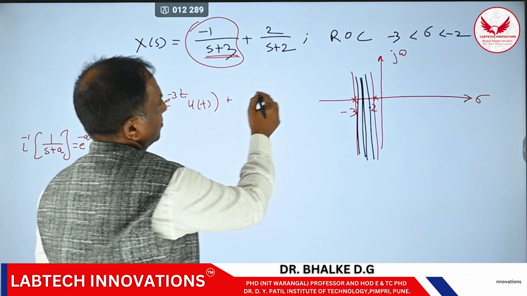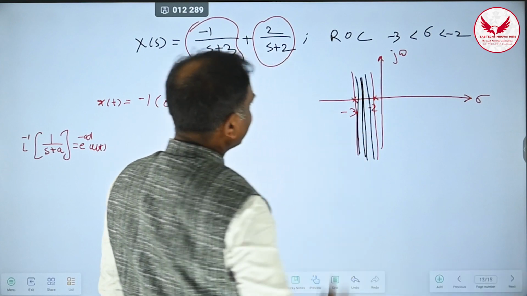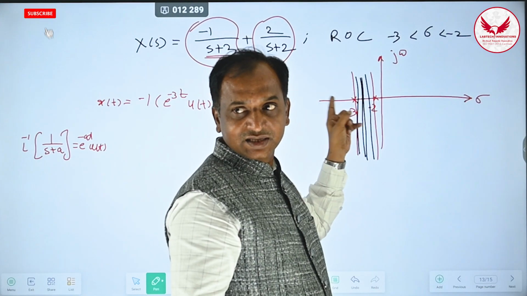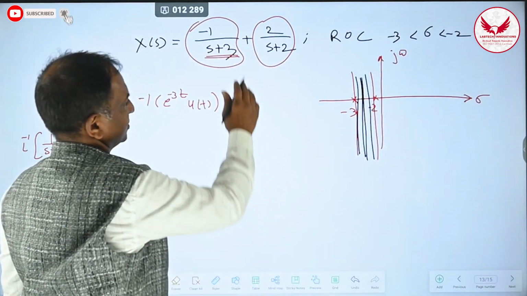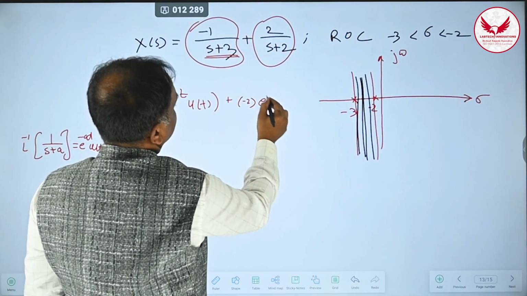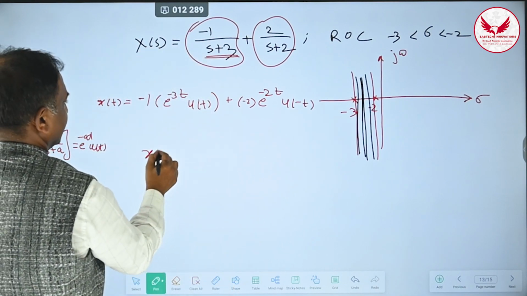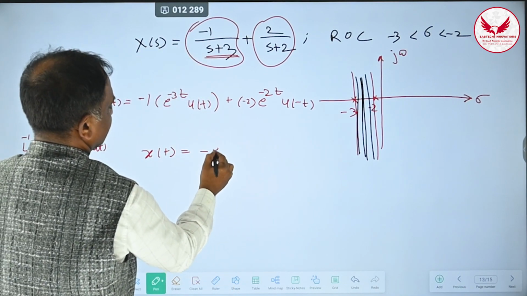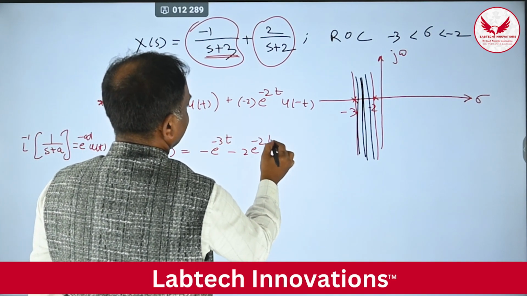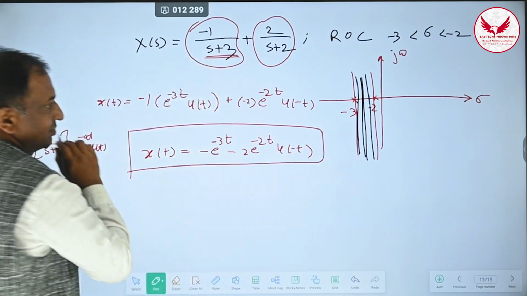Plus, now s plus 2, this is another term. Here the pole is located at s is equal to minus 2 for this term. And if you look, ROC is given less than minus 2. If less than minus 2, it is a non-causal signal. So for a non-causal signal, its inverse Laplace transform is minus 2 e raised to minus 2t into u of minus t. So overall, x of t is equal to minus e raised to minus 3t, then minus 2 e raised to minus 2t into u of minus t. So this is the bilateral inverse Laplace transform.